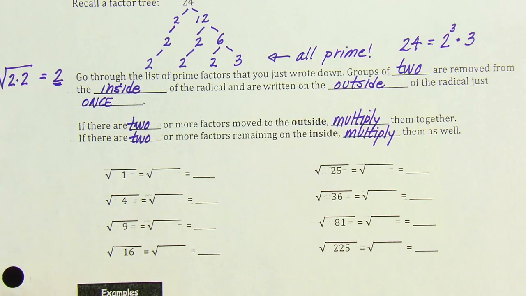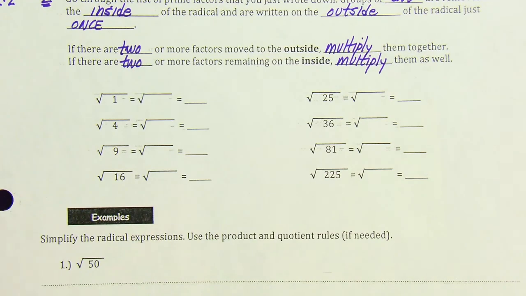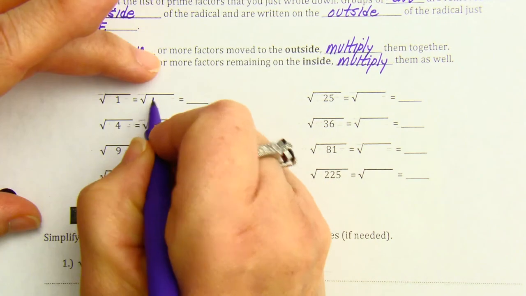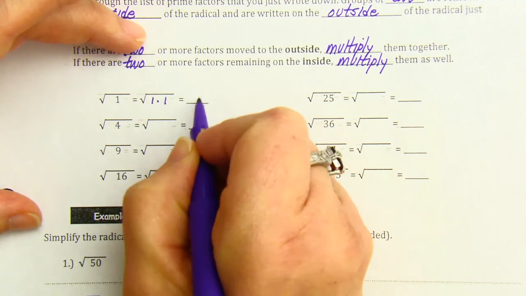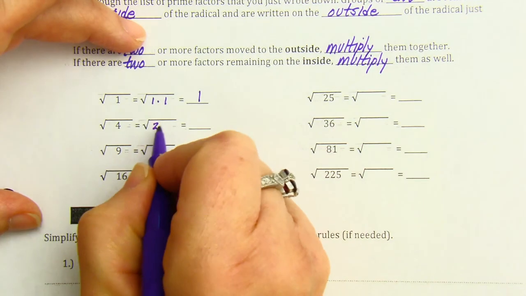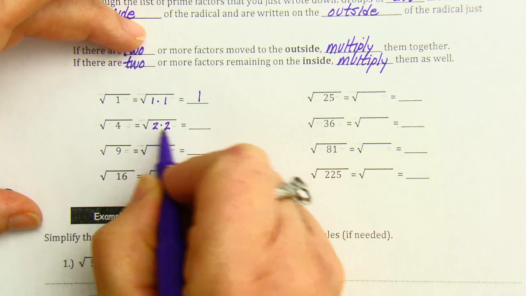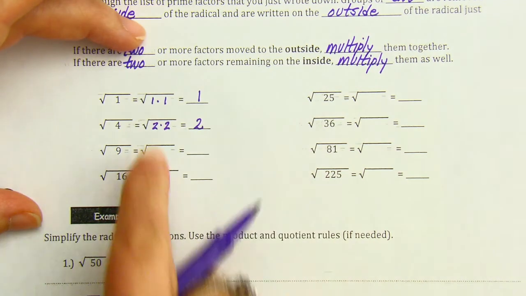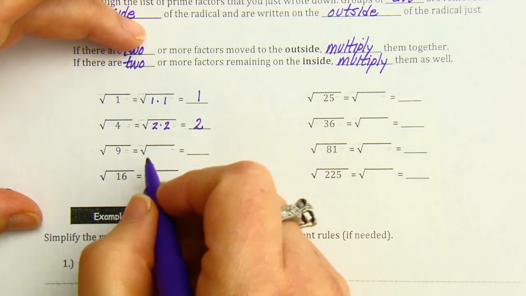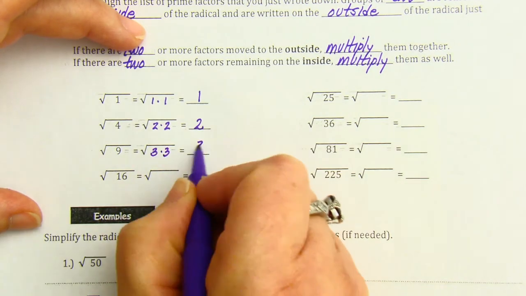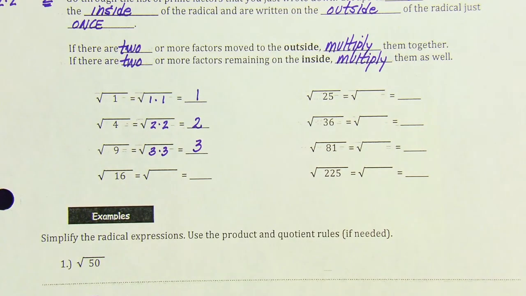All right, a little bit of review. 1 equals 1 times 1, so the square root of 1 is 1. 4 could be written as 2 times 2. A group of 2's comes out as a single. Square root of 4 is 2. This is just to illustrate to you that this works. 9 is 3 times 3. I have a group of two 3's. That comes out as a single 3. We know the square root of 9 is 3.